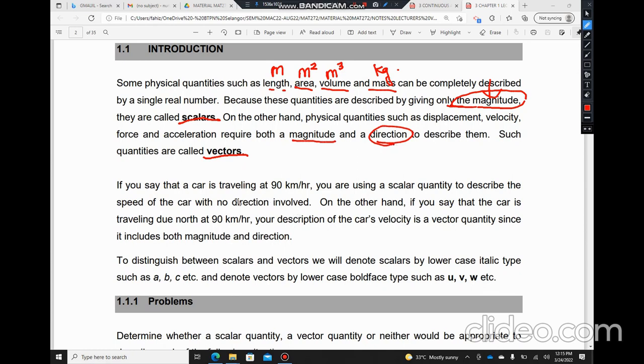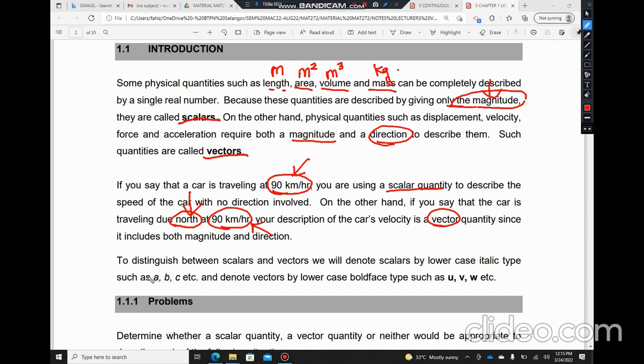Okay, for example, kalau kita kata car is travelling 90 km per hour, so this one is just a scalar because it just uses a scalar quantity to describe the speed of the car. So dia cerita pasal speed of the car ataupun kelajuan kereta. But if you say that due north at 90 km per hour, so dia ada arah dia north and 90 km per hour. Your description of the car's velocity is a vector quantity. So kita akan cerita pasal vector berkenaan dengan kereta ni. Why? Because it has a direction.